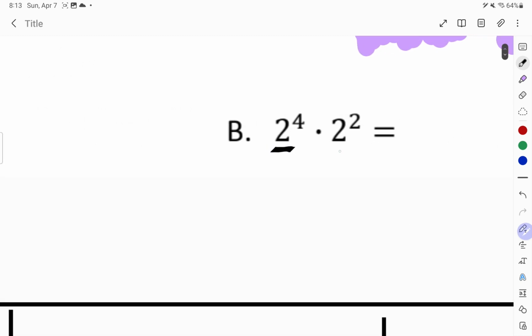So we do have the same base, so make sure you go ahead. They always have to be the same base, because if you don't have the same base, you cannot add the exponent. You just have to leave them right next to each other. And you're going to see an example right now.